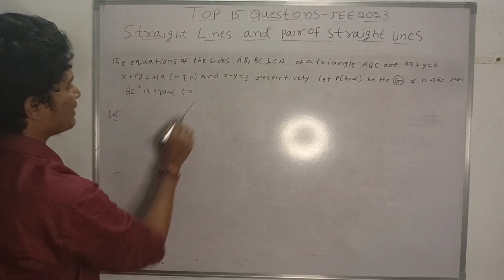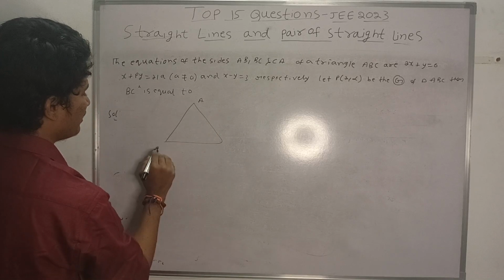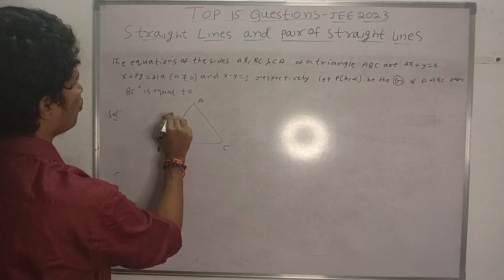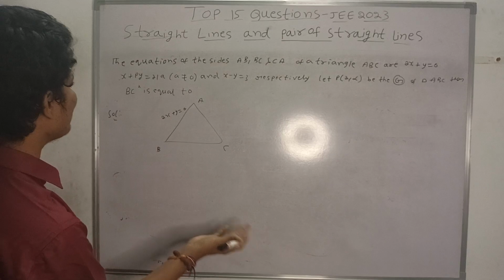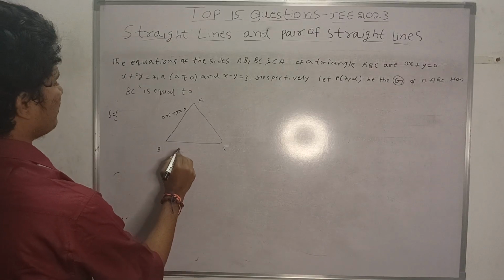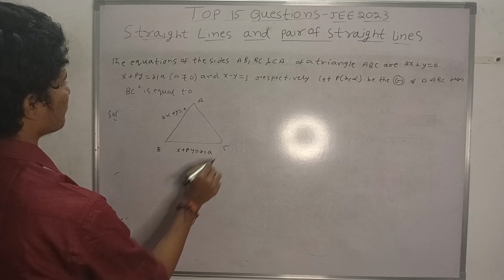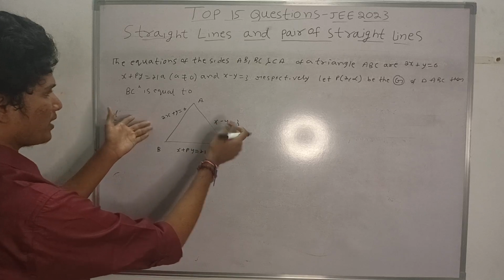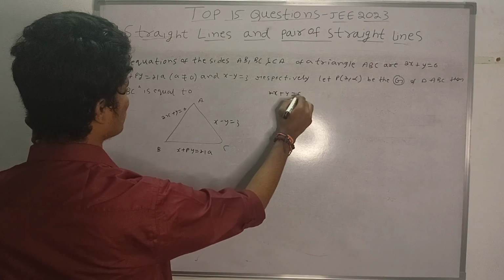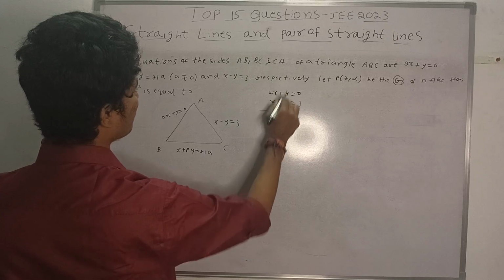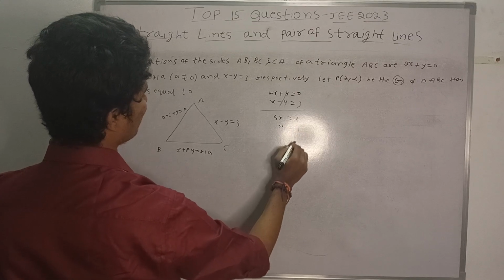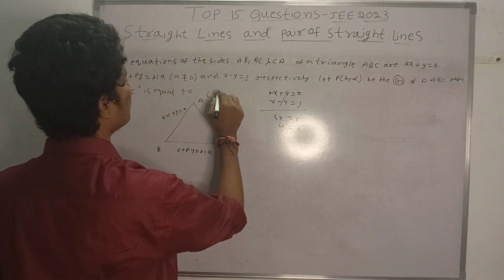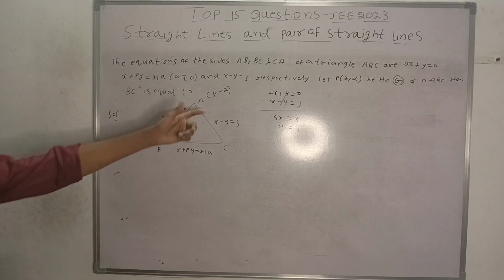We have to solve. Basically, this is a triangle ABC here, and the equation of AB is 2x plus y equal to 0, the equation of BC is x plus py equal to 21a, and the equation of AC is x minus y equal to 3. Simply we can solve these two: 2x plus y equal to 0, x minus y equal to 3, 3x equal to 3, x equal to 1. When x equal to 1, y is minus 2.